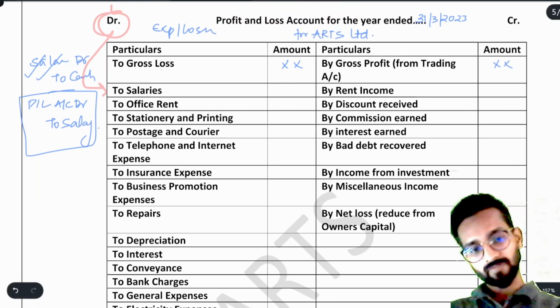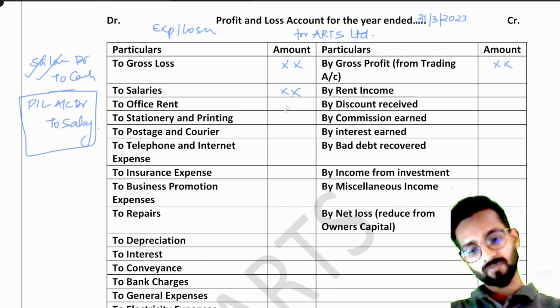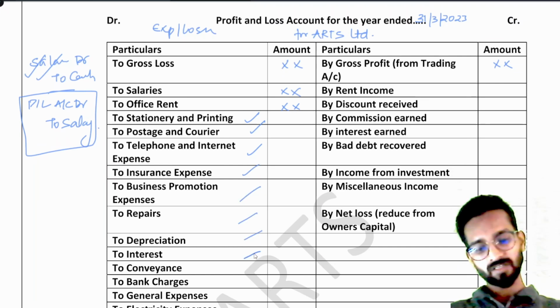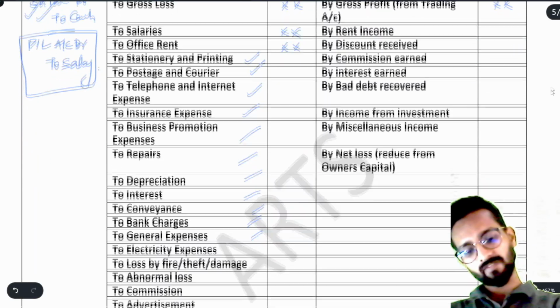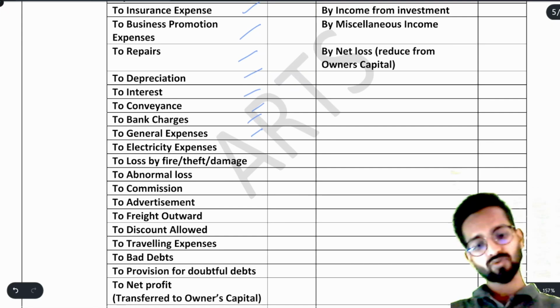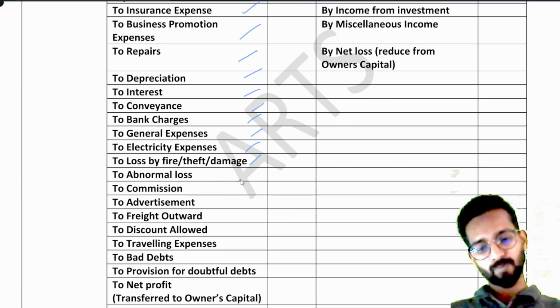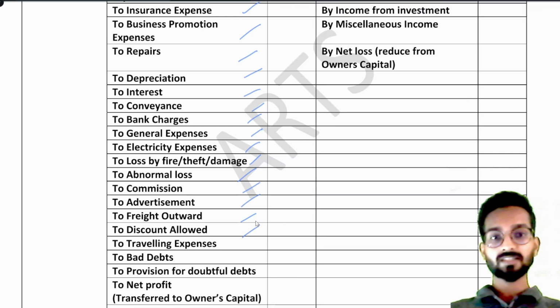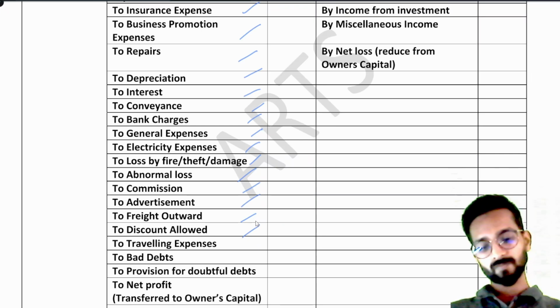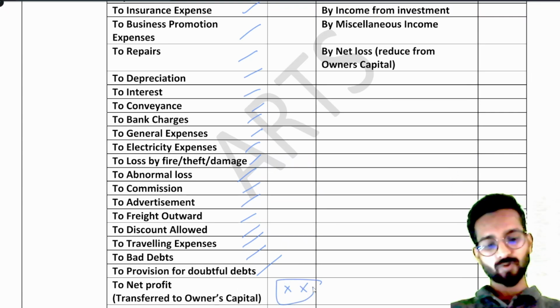Understood? So we will talk about the expenses. Salaries of our employees, office rent, stationery, postage, telephone, insurance expense, business promotion, repair, depreciation, interest, conveyance. Conveyance is transport only. Bank charges, general expense, whatever expense, losses. I have just given an exclusive list, and it includes almost all the expenses. Electricity, loss by fire, abnormal loss, commission, advertisement expense, freight, discount allowed. Discount allowed is the discount we have given. Traveling expense, bad debt, provision, and then finally you will get your net profit.